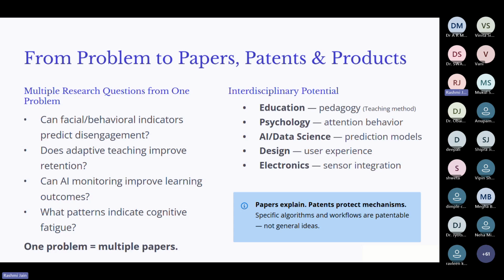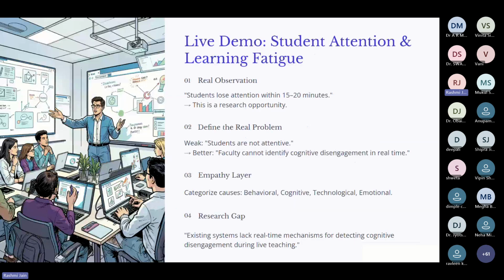Papers, because papers just explain general ideas, are not patentable. You need to have a proper mechanism behind your study. And that starts from the right problem discovery. That's where design thinking will help you, when you start applying the empathy layer. And all this came out when we started applying the empathy layer.